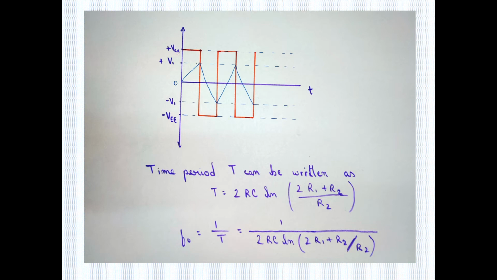Here, the time period depends on the values of the constants R and capacitor C, and also on the values of R1 and R2. Then the time period T is given as T equals 2RC multiplied by log of (2R1 plus R2) divided by R2, and we have the output frequency, which is 1 by T, that is 1 by 2RC log of (2R1 plus R2) divided by R2.